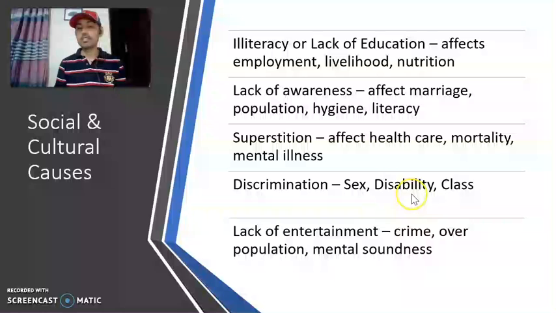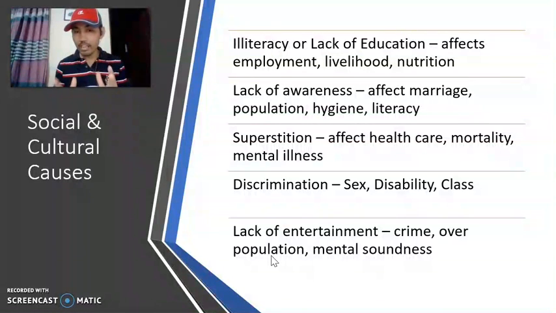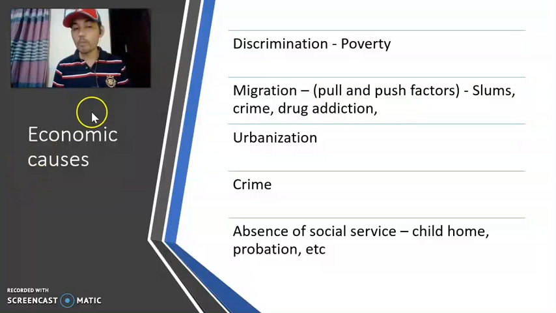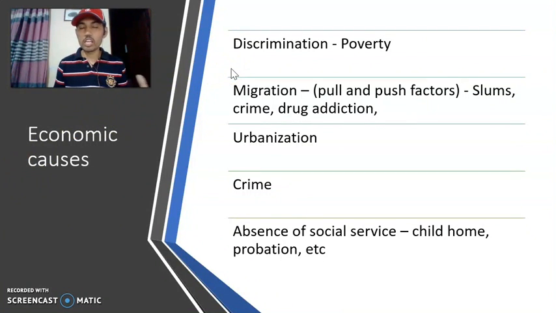Disability, of course, is a huge cause of social problem. Lack of entertainment, it seems silly, but it is a very vital criterion. Without proper entertainment, the crime rate is high. There is a high population growth rate, and mental soundness mostly depends on entertainment. So the other causes are economic causes, economic discrimination. Poverty is a result of economic discrimination.